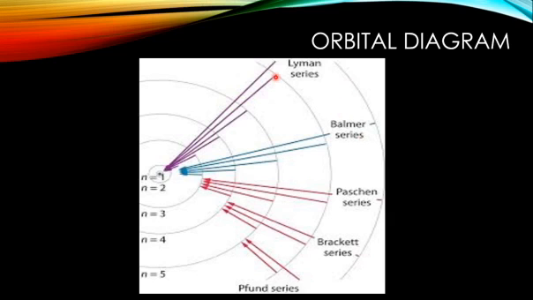In the orbital diagram representation, you can see that all the transitions to n equals 1 are Lyman, all the transitions to n equal to 2 are Balmer, all the higher level transitions to n equal to 3 are Paschen, all the transitions to n equal to 4 are Brackett series, and all the transitions from higher orbits to n equal to 5 are Pfund series.